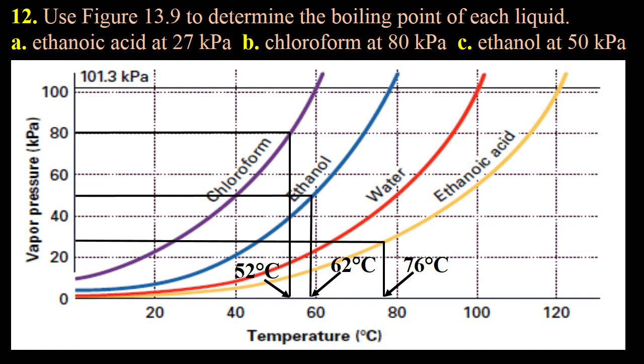And then chloroform, 80 kilopascals, and that was 52 degrees Celsius. Ethanol at 50 kilopascals was around 62, and that's the answer. I got something lower than that, but that's what the answer is. The answer they came up with is 62, but it's actually a very rough guesstimate.